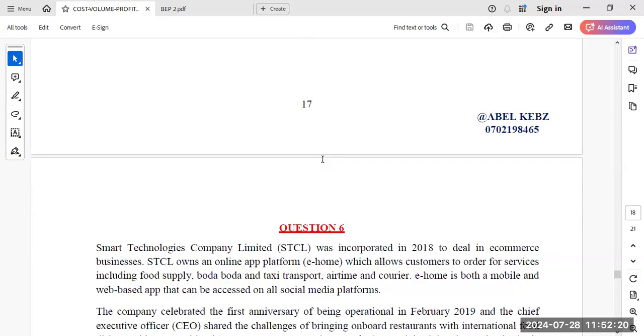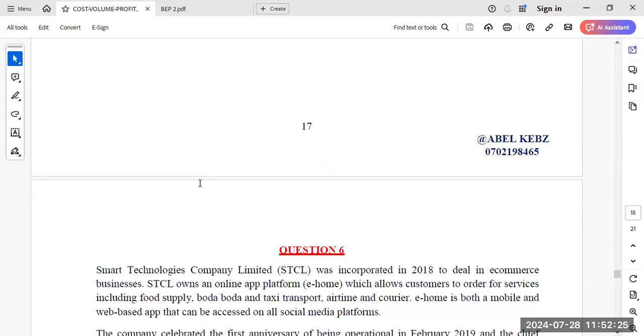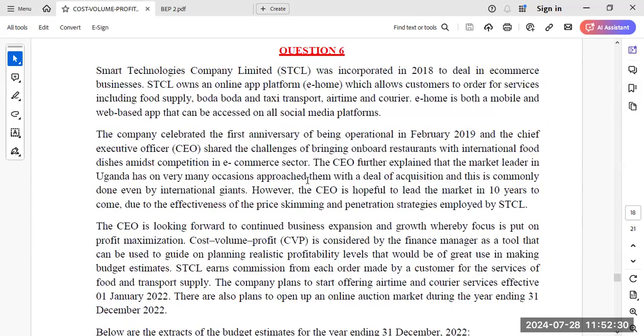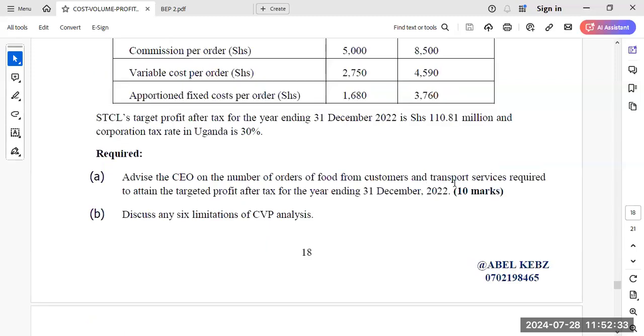Okay, question 6. On the required part, they are telling us that we advise CEO on the number of orders of food from customers and transport services required to attain a targeted profit after tax. Every time you see profit after tax, you need to adjust. By getting that profit after tax, then you divide by 1 minus T. That is 1 minus tax rate.